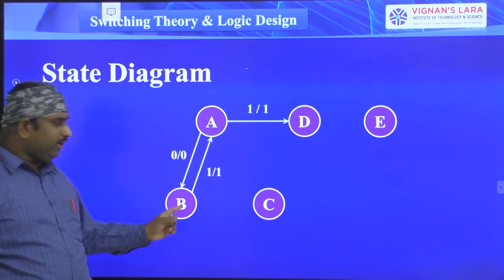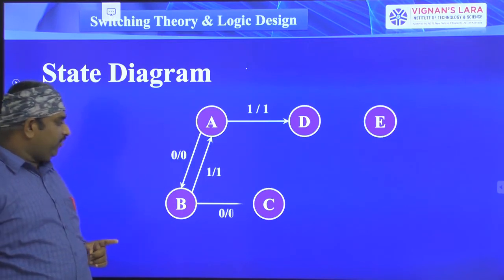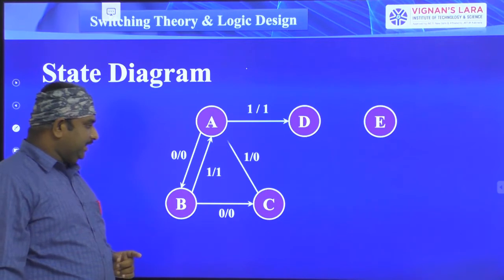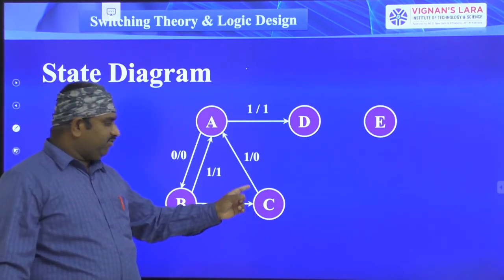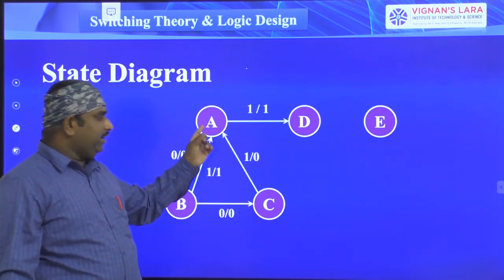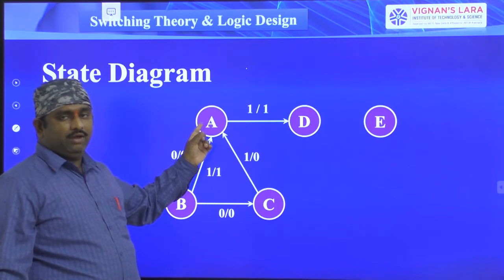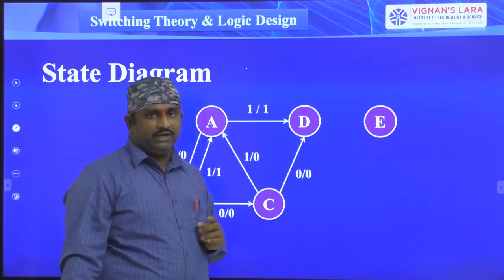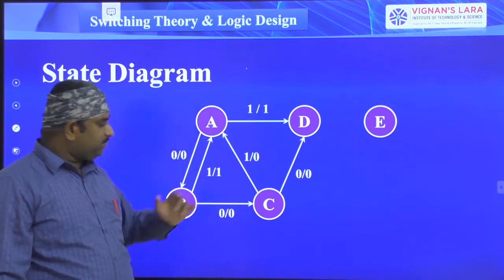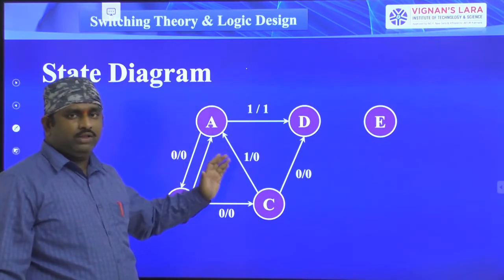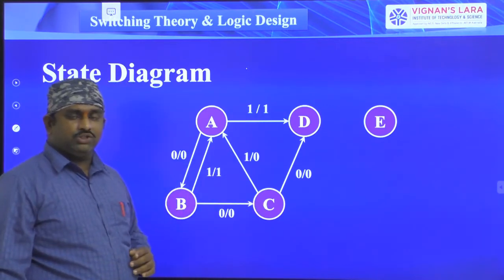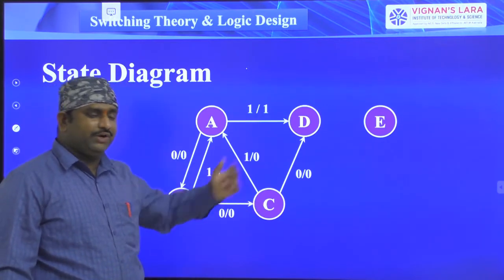From B state, if input is 1, it is shifting to A. If input is 0, it is shifting from B to C. Next, here C is there. If the present input is 1, then it is shifting to A. If the input is equal to 0, from C we are shifting to D. So these are the transitions. From C to D, we are going to state D. That is also called state transition.